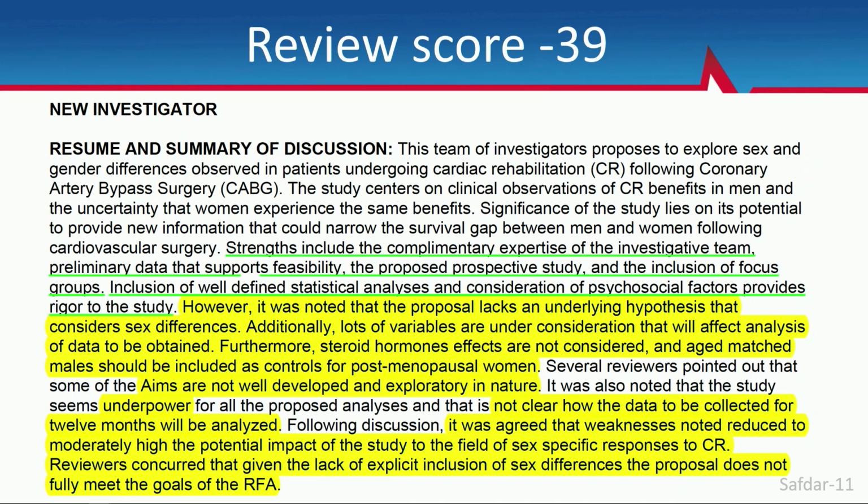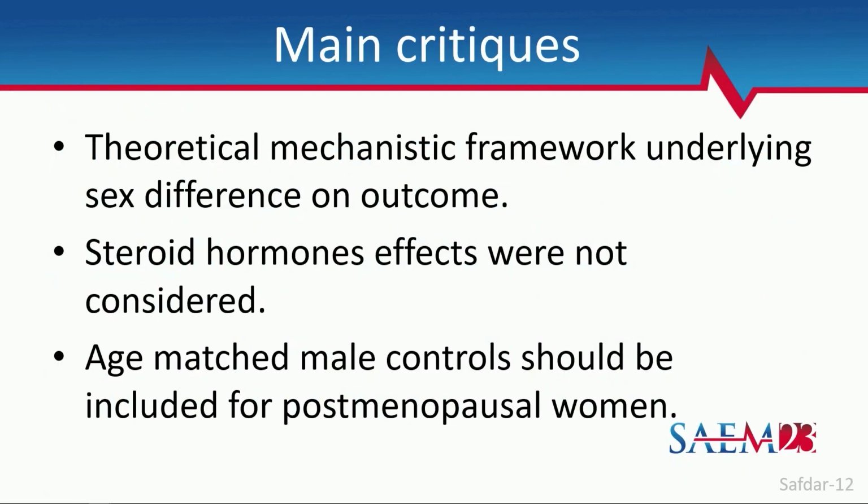So when you're putting something that specific, which is so geared towards a sex-specific RFA, you may need to take that to the next level, which is looking at not just the biological differences by DNA and chromosome, but also the hormonal differences. So the main critique was having that thematic mechanistic framework, steroid hormones, and the final comment was that for age-matched male controls, we should be including postmenopausal women. So I just wanted to highlight some of the things that came about, because I think they may be relevant to other people who are doing this kind of research.